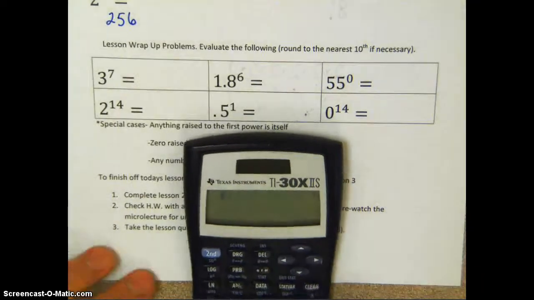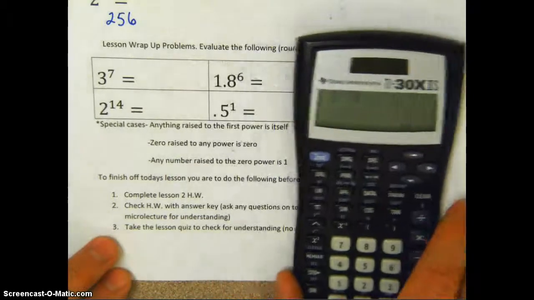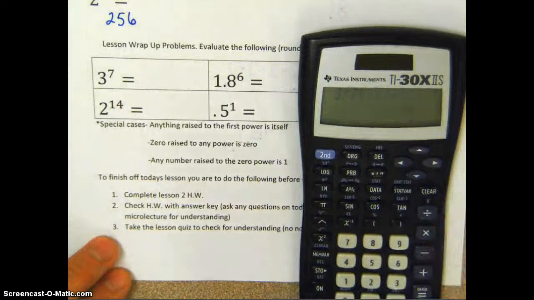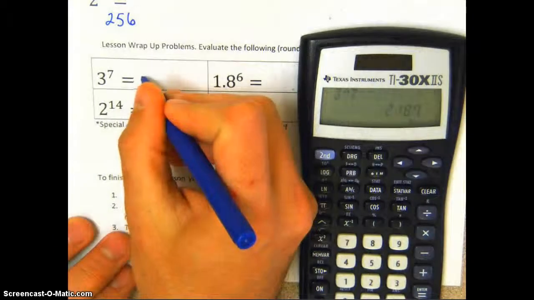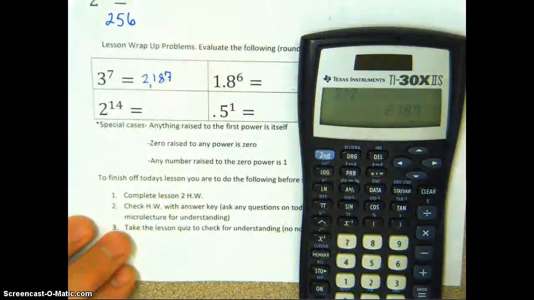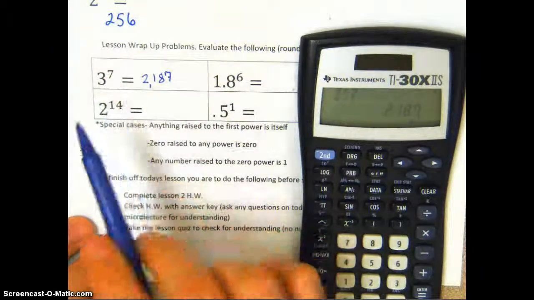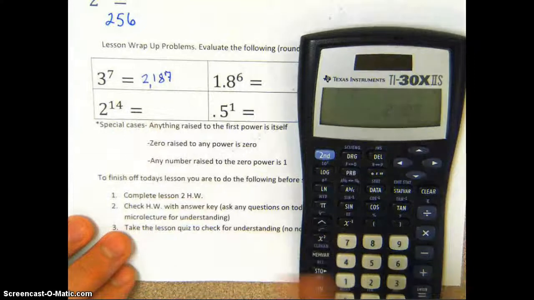Alright, 3 to the 7th power. So I do 3, do the little upward caret button to the 7th. And we would get 2,187. Okay, something that I'm trying to make you guys realize is how large these numbers get, even when you're dealing with two small numbers like this.